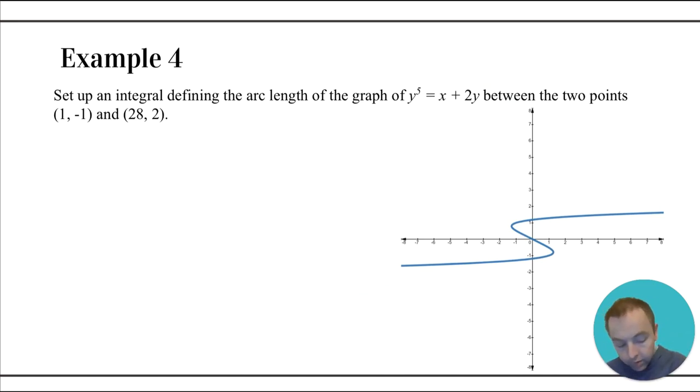But when you look at the picture, you'll see that it's a bit of a problem. If we go from, so (1, -1) would be right here, and then (28, 2) is way over there. So we're looking at this curve and it's going to go all the way until you get to (28, 2), right? It would be a huge problem to actually integrate from this x coordinate to this x coordinate because it's not a function. It fails the vertical line test.